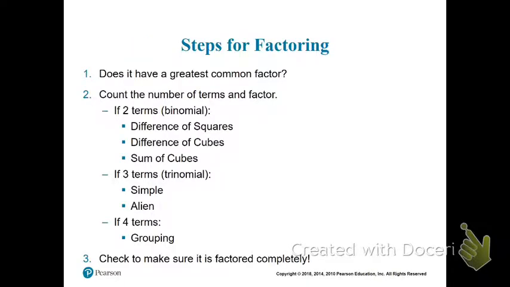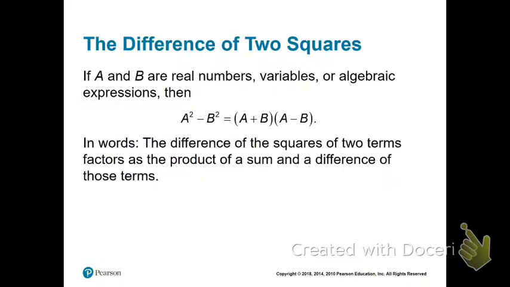The first thing we're always going to do, remember, is to check to see if it has a greatest common factor. The second thing to do is count the number of terms and then factor it. Today we're going to do two terms. If it's a binomial, we're going to see if there's a difference of squares or if it's a sum or difference of cubes. Then 3 terms, and then we talked about 4 terms in the previous lesson, which is grouping. And then we always check to make sure that it is factored completely.